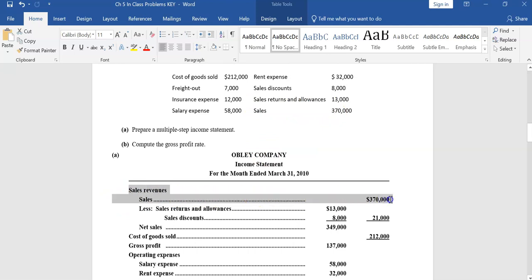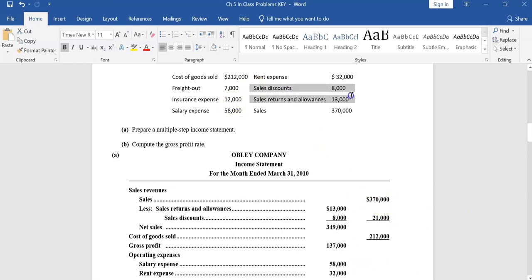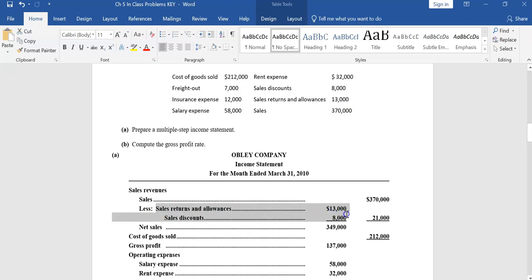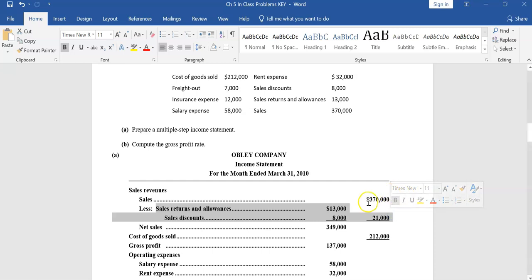$370,000. Then we're going to show how much of those originally earned revenues were given up or lost due to discounts, returns, and allowances. These are the contra revenue accounts. Remember, contra revenue accounts have the opposite balance of the revenues, which means they are going to offset or decrease the amount of revenues that we are reporting. So the original revenues were $370,000, less the contra revenue balances means the net sales, or the net amount of actual earned revenues, was $349,000.